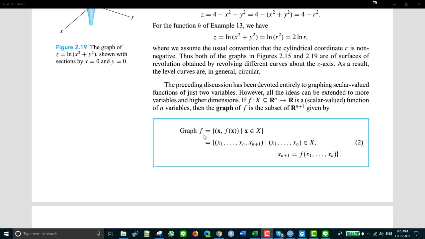So the graph of f equals this set of points in Rn plus 1. And we can rewrite this as this, such that these are in X, are in the domain, and xn plus 1 equals f of x. So the form of our definition of a graph extends very easily to functions from Rn to R.